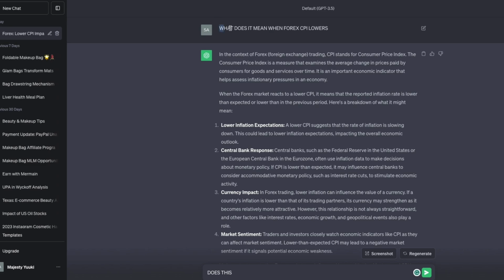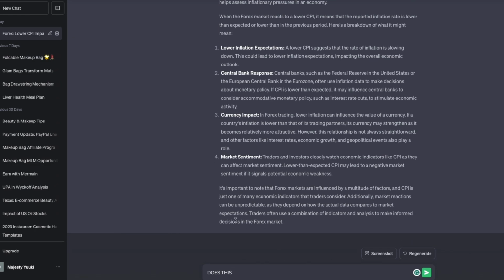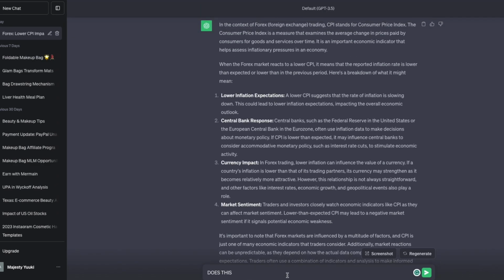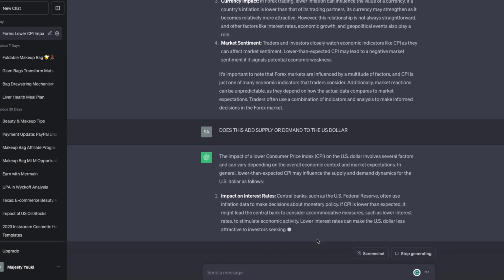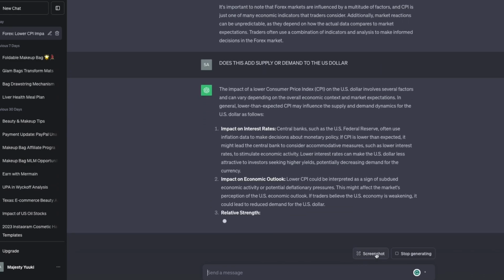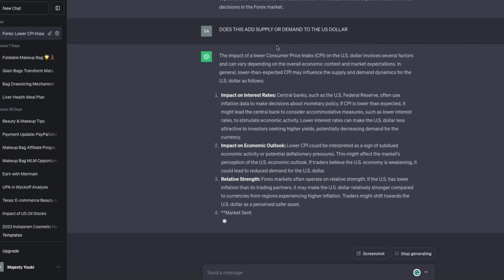So like I asked here before, what does it mean when Forex CPI lowers? It literally will tell you in the context of Forex, and then it'll give you all these little pinpoints here. And if you want to be quicker, you can say, does this add supply or demand to the US dollar? If it's US dollar news and it's going to be affecting US dollar currency pairs, you can just do this. Does this add supply or demand to the US dollar?